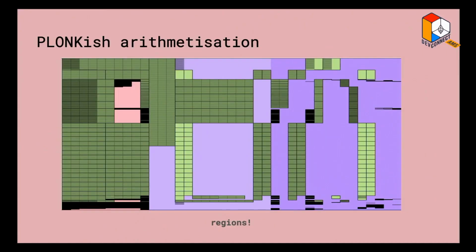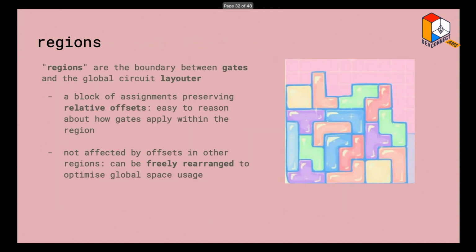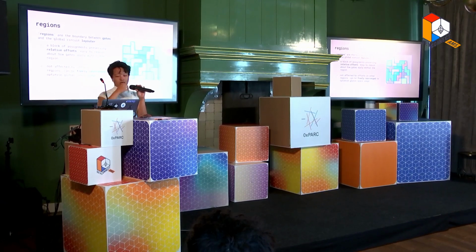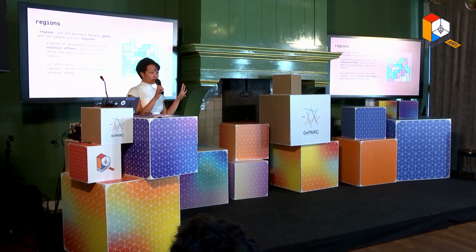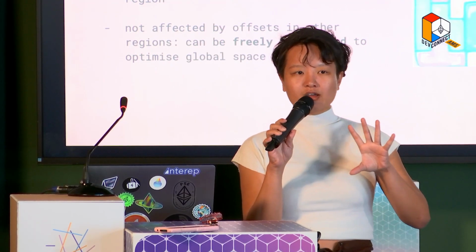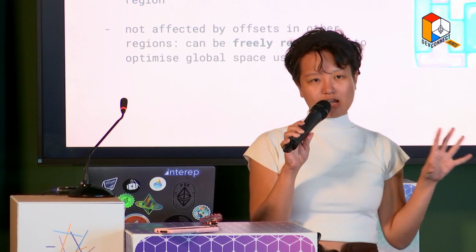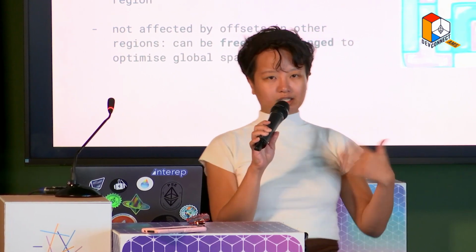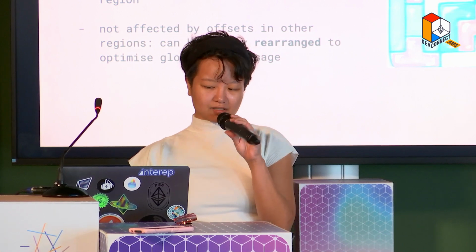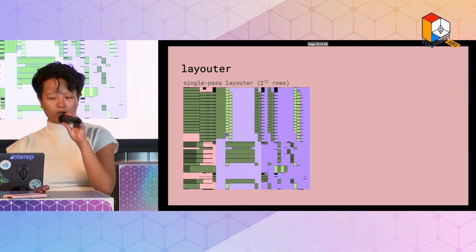The ECC implementation has this abstraction, the region, that aims to serve as a boundary between the global layout and the local gate. So each region is basically a self-consistent block, and each region is defined by the fact that it uses the same global offset. And what this means is that one region is not affected by another, and we can move regions around without affecting their internal gate logic. And this gives us a lot of freedom for optimization.